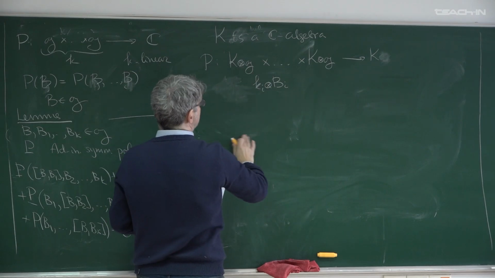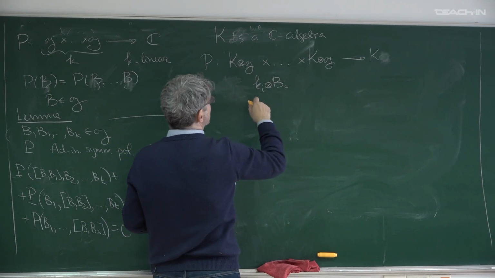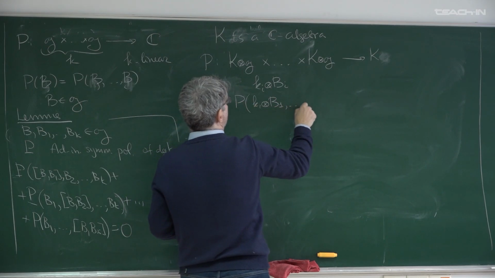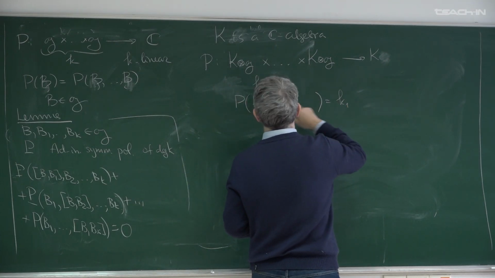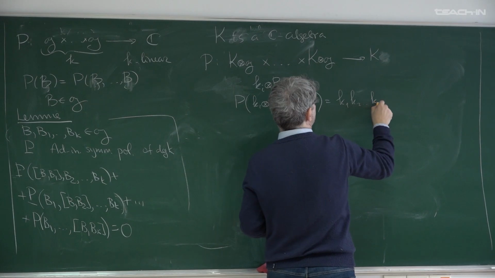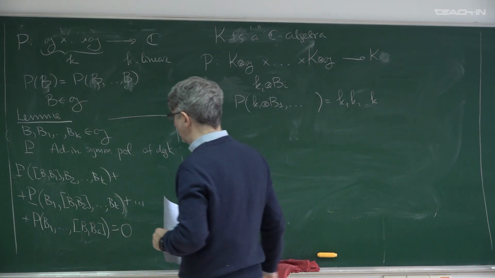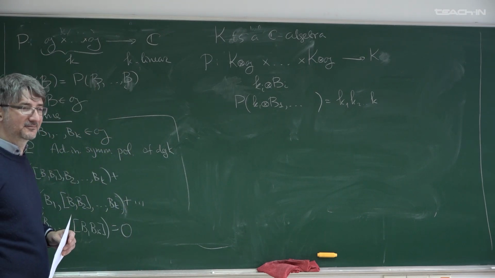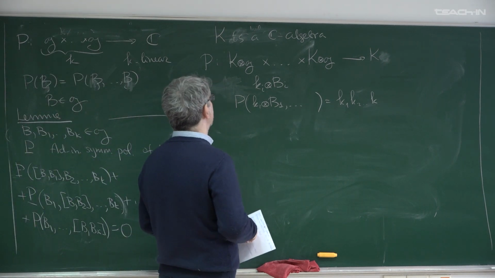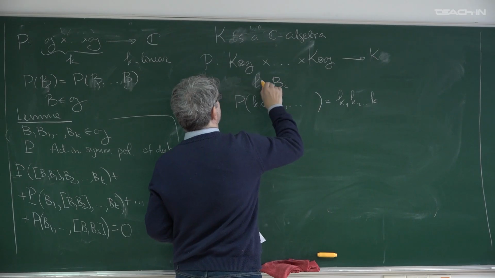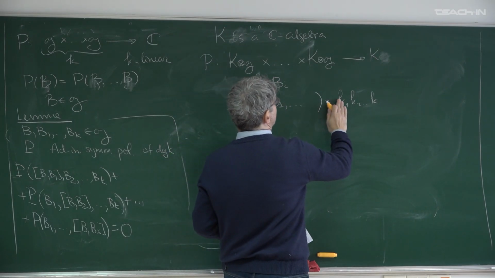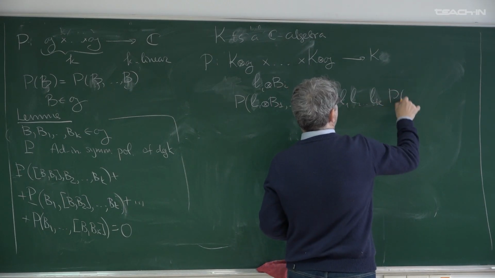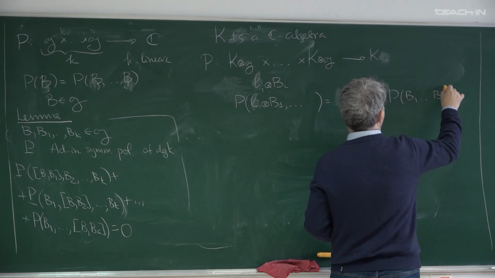Then we calculate P of such a collection of objects, then we put k's in front of everything. Okay. It's not good to write kk. L. And then we calculate P of B1, blah, blah, blah, B. Okay.